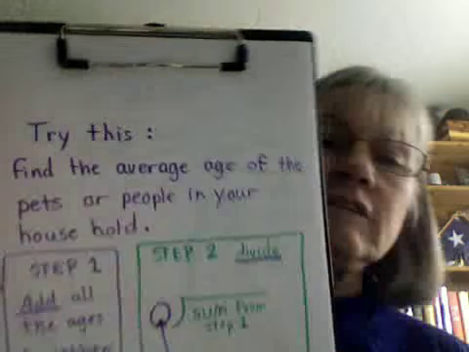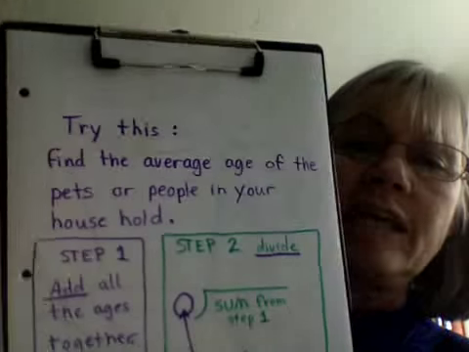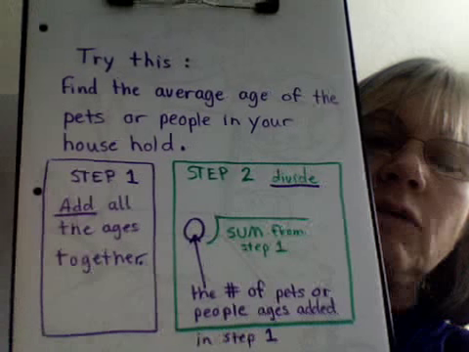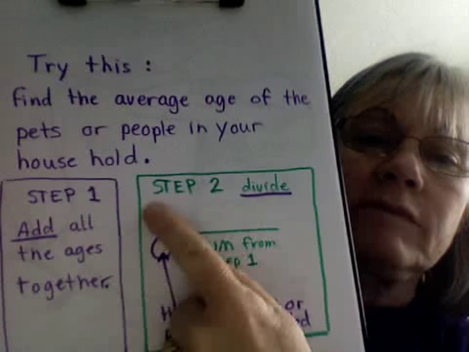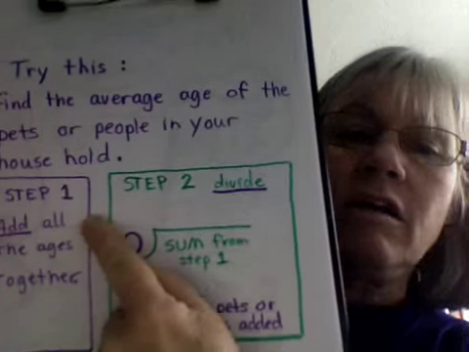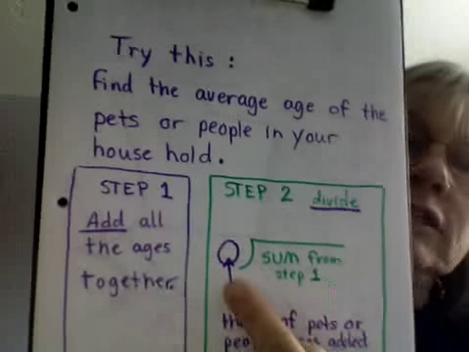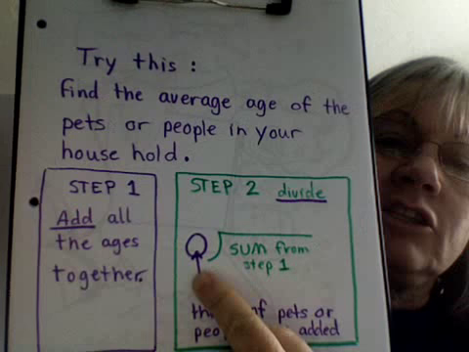I'm going to challenge you to work another kind of averaging problem at home. See if you can find the average age of the pets or the people in your household. Step 1 is to add all the ages together. Remember to use the same unit. If you're using years, count everybody's age in years.